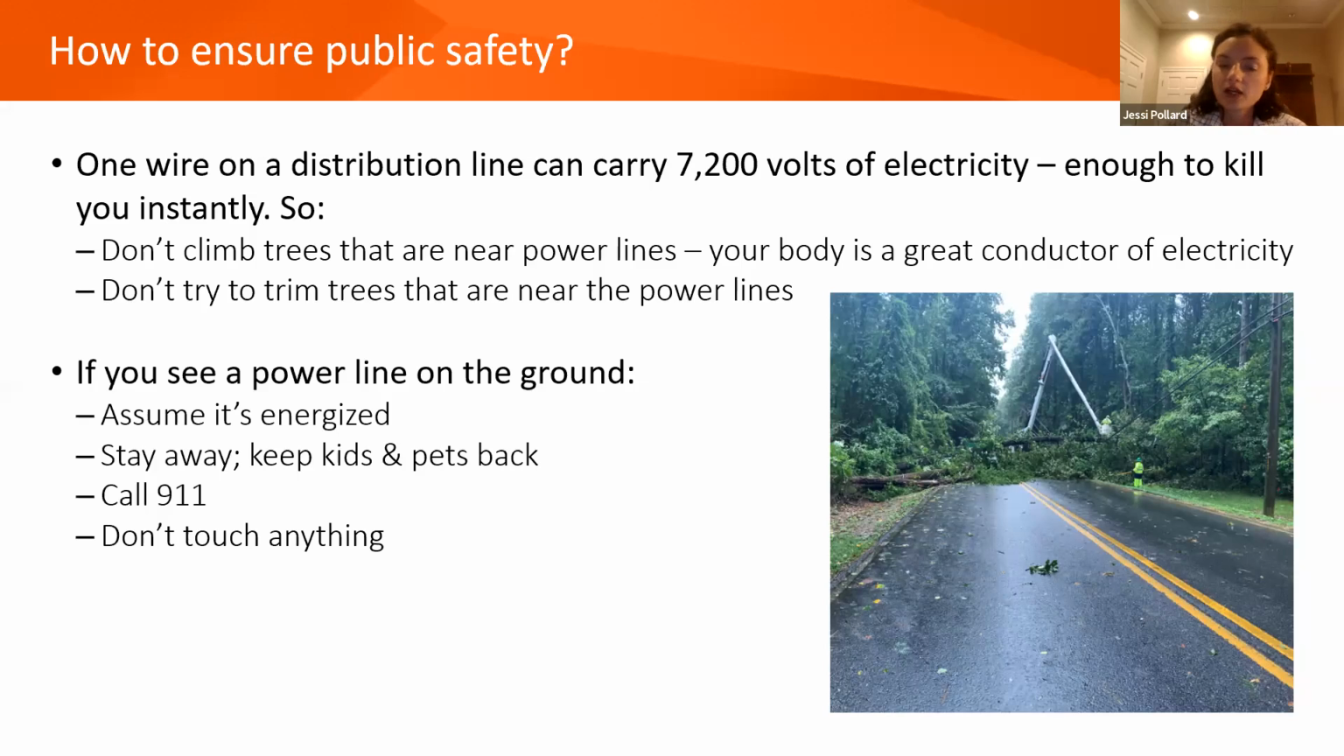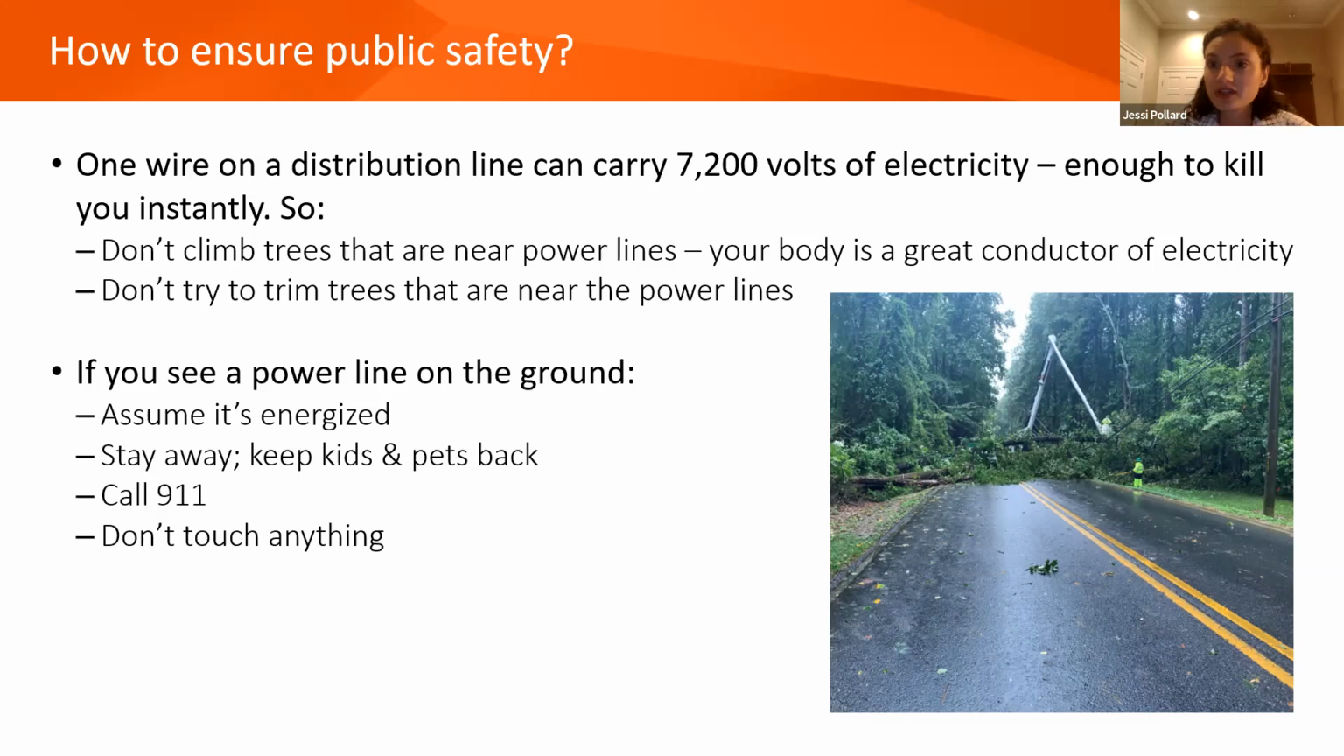So something to think about is one wire on a distribution line can carry 7,200 volts of electricity. So if you're looking at a power line, say there's 3 lines up there at the very top. If you just touch one of those, you're potentially getting 7,200 volts of electricity. That can kill you instantly, and probably will if you make contact with it.